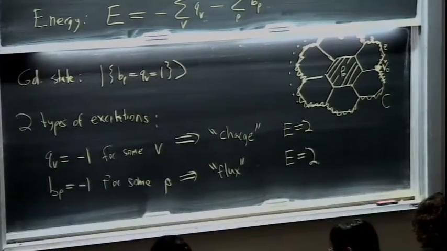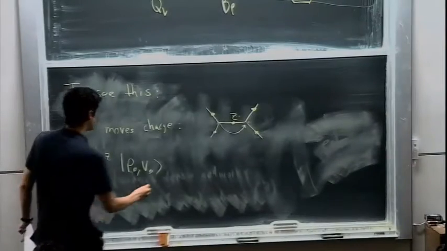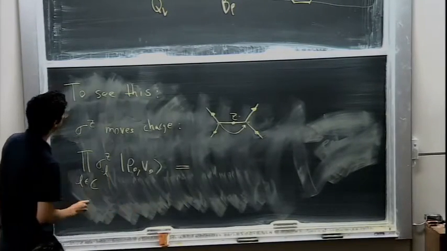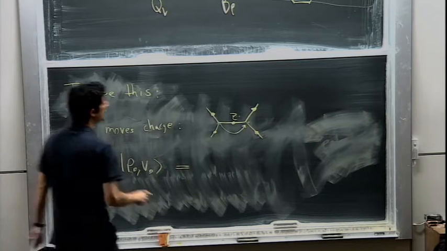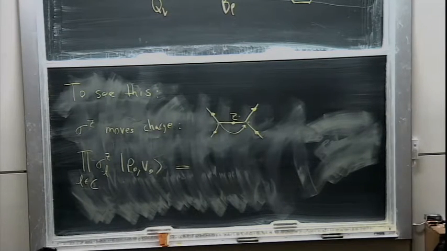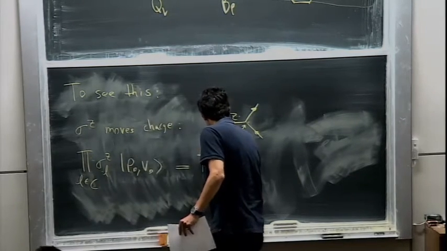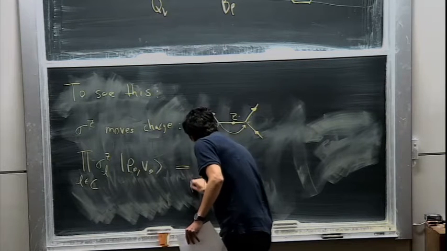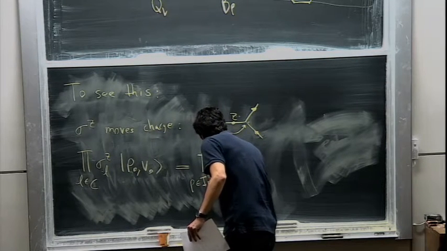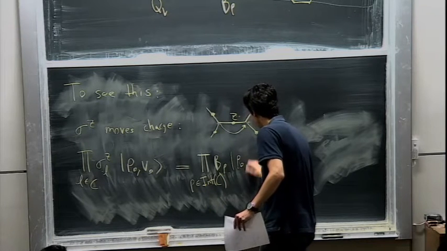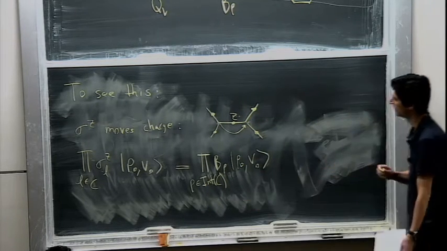So if I do this, what do I get? Well, you can use a simple identity, which is basically Stokes' theorem, that says the product of sigma z along some curve like this is the same thing as taking the product of the BP operators inside the curve. Because if I multiply all the BP operators together, all the z's cancel in the interior, and I just get this thing on the exterior. So basically, it's an operator identity. I can replace this by the product of BP for P in the interior of the curve, acting on P0 V0. That's just an operator identity.